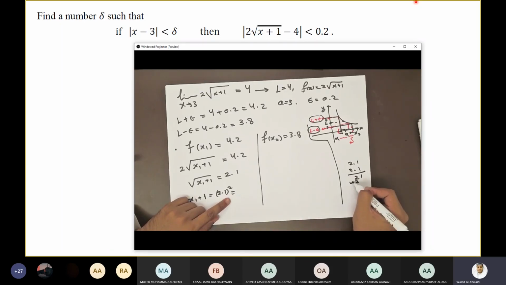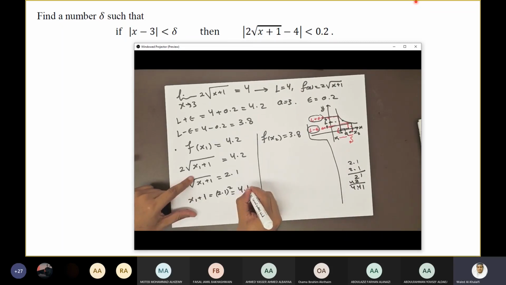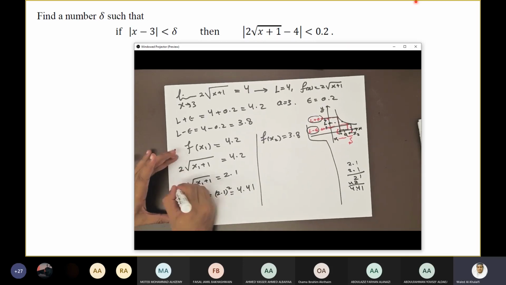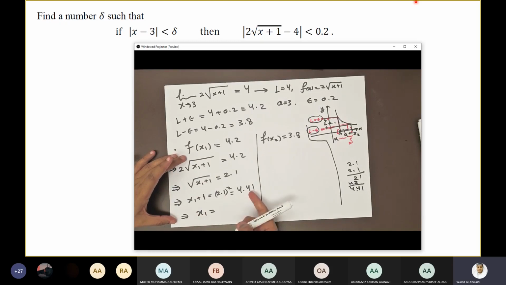2.1 squared is 4.41, so it will be this, right? And this implies that x1 is equal to, I move 1 to the other side so it will be negative, 3.41. Right?